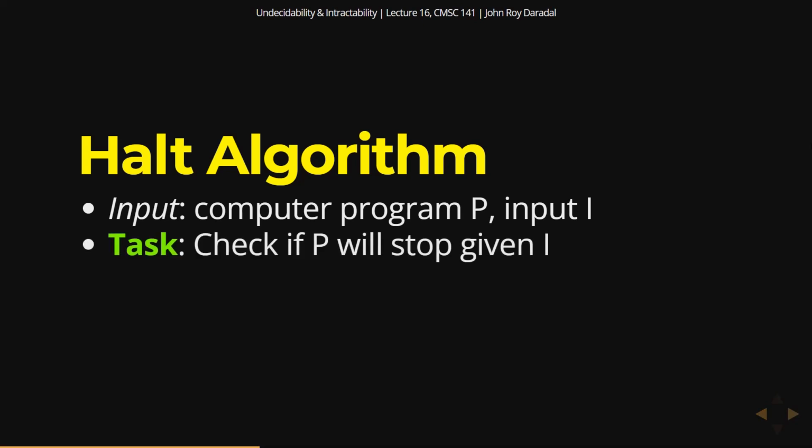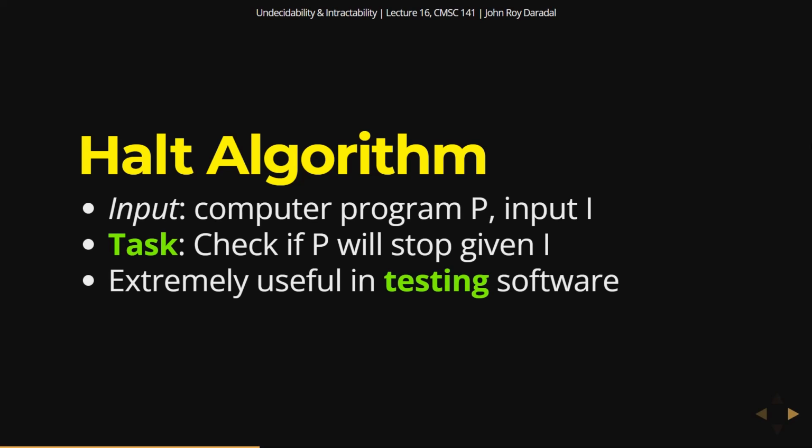And then the task is to check if P will stop given I. So this algorithm, if it exists, is actually very useful in testing software, because imagine that you're creating a software and then you have this halting algorithm, and then you feed a bunch of different inputs to the software and see that it will not crash or it will not get stuck on an infinite loop. Okay, so it's very useful in testing.